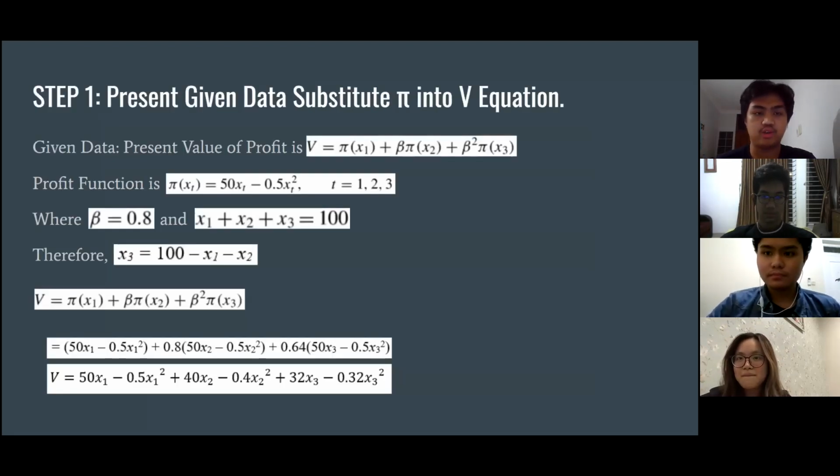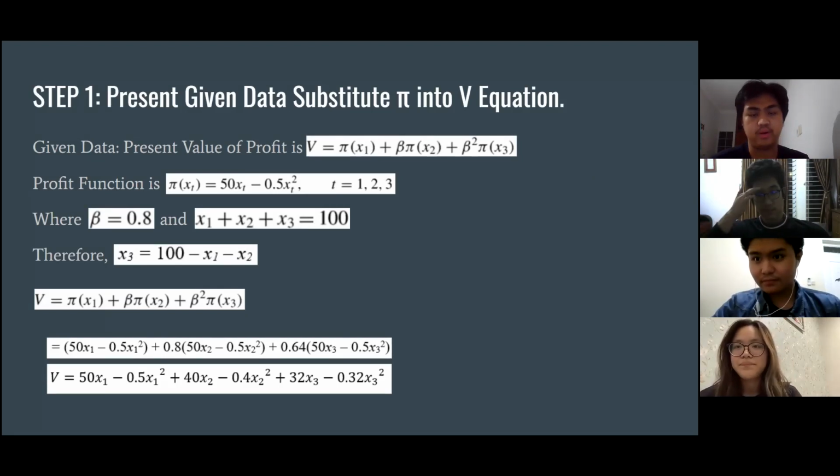So, step 1 to solve this problem is to present the given data and substitute pi into the equation. The given data is as follows. The present value of profit is V equals pi(x1) plus b pi(x2) plus b squared pi(x3). The profit function is pi(xt) equals 50xt minus 0.5xt squared, t being 1, 2, and 3. As explained before, b is 0.8 and x1 plus x2 plus x3 equals 100. Therefore, x3 equals 100 minus x1 minus x2.